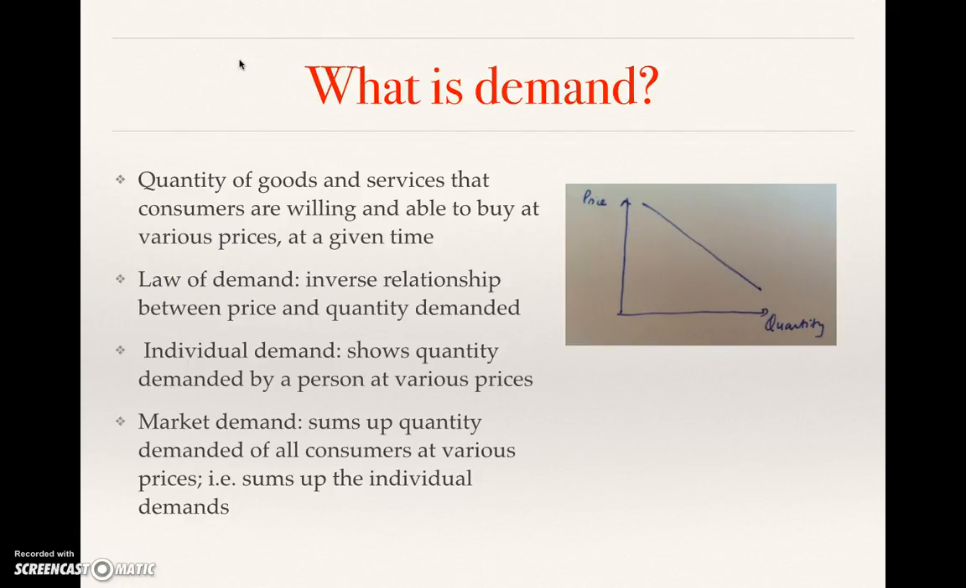There is both individual demand as well as market demand. Individual demand shows the quantity demanded by an individual at various prices. Market demand sums up the individual demands. It sums up the quantity demanded of all consumers at various prices.